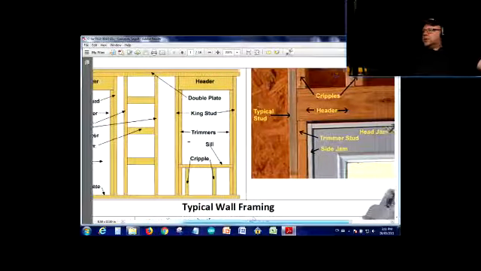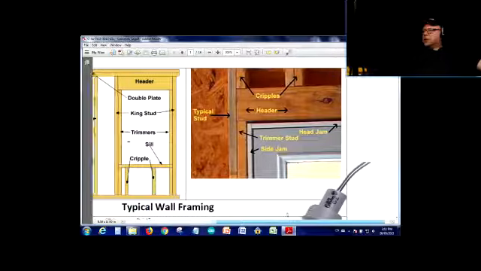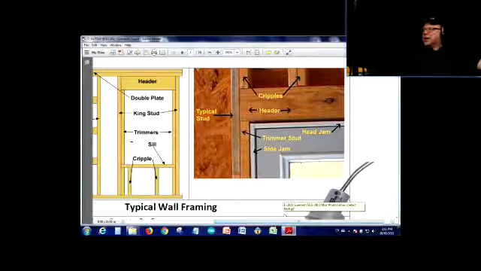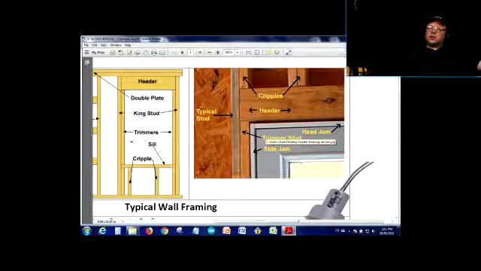Now, on the right side, this is what things look like in reality. What can we see here? A bunch of cripples on the top, a typical stud on the left to hold the structure, and then the whole framing around the door. When construction is complete, all that is going to be covered with plaster, usually drywall, so you're not going to see that.